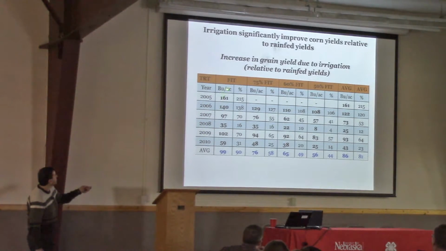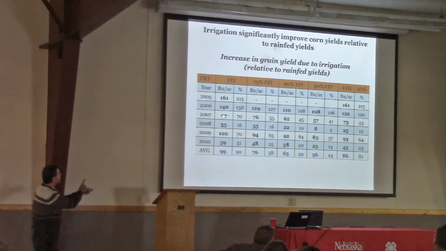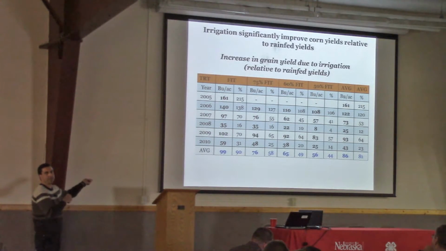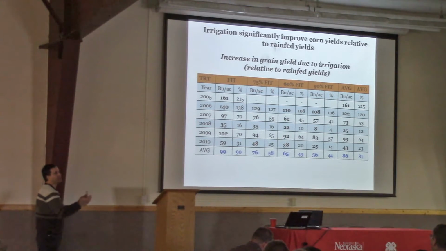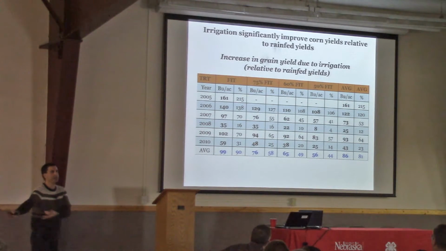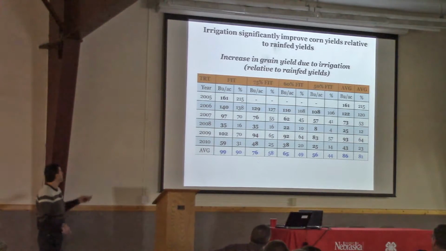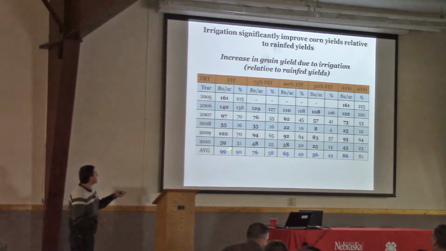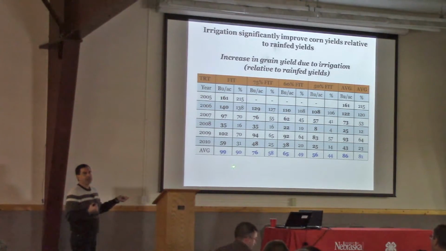So this is the fully irrigated yield increase relative to rainfall for that year. I took the difference between fully irrigated yield minus rainfall yield for that year. This is how critical irrigation is.